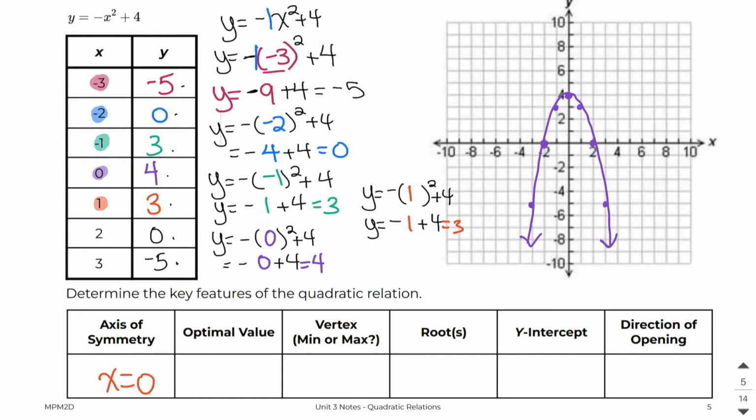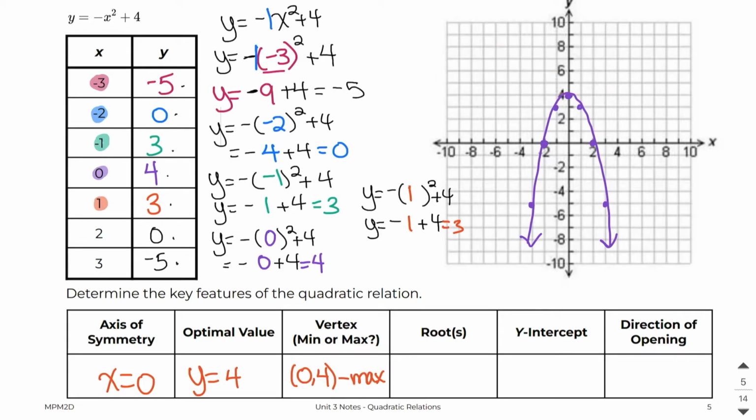And the optimal value that we reach, the highest point that we reach here is at 4. And that's the y value. So we'll say y equals 4, which means combined together, my vertex would be 0, 4. But this time it's the highest point, so it is a maximum.